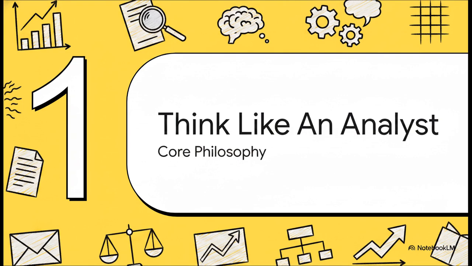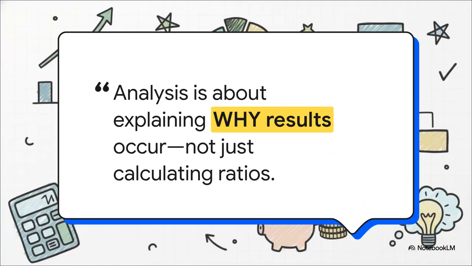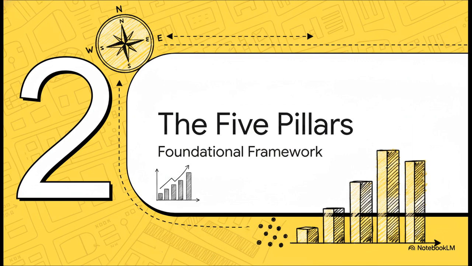Setting our core philosophy. Look, the absolute core of what we're doing is captured right here. Financial analysis is about understanding performance, linking numbers to strategy, and explaining why results occur, not just calculating ratios. Honestly, if you just tell me a company's return on equity went up, you haven't told me anything useful yet. But if you tell me it went up due to improved margins and tighter operational efficiency, now you're actually talking like an analyst. Moving on to Section 2, the 5 financial pillars.